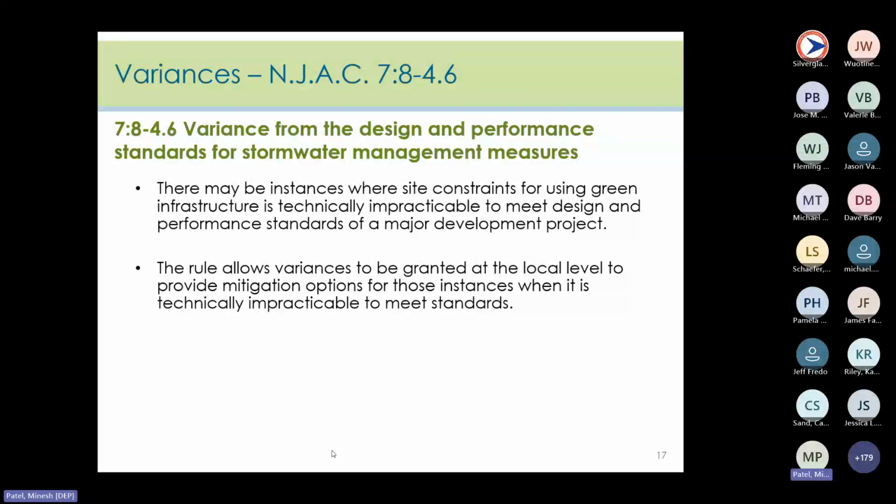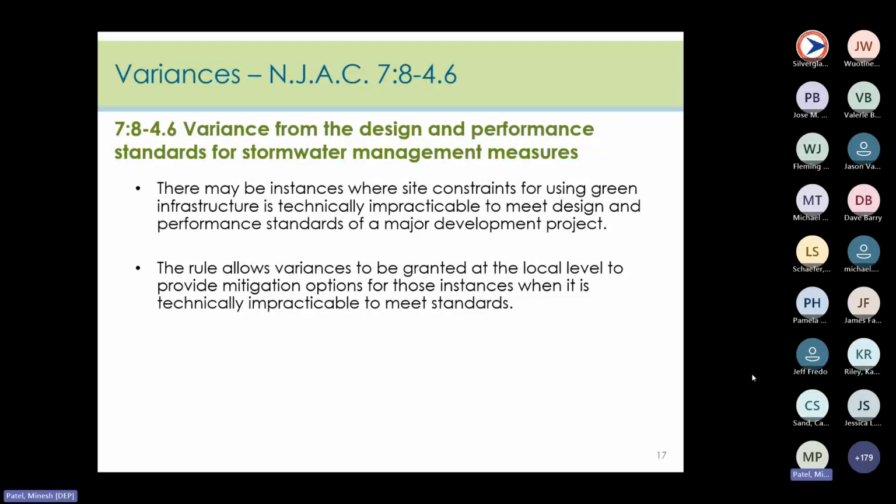So the amendments to 7:8-4.6 were made to clarify the conditions that would warrant the granting of a variance by a municipality for a major development project. The amendments are intended to ensure that municipalities are not granting variances under inappropriate circumstances. Municipalities do not have to grant variances, and they do not have to create a mitigation plan if they don't plan to grant a variance.